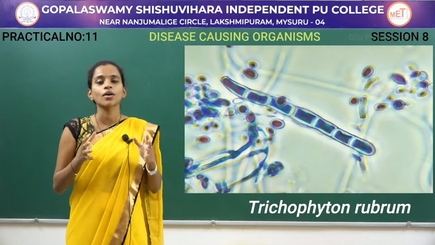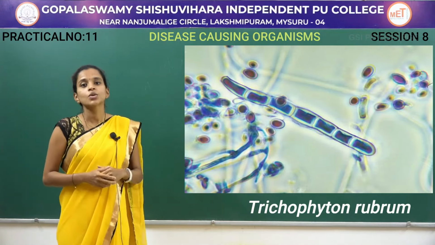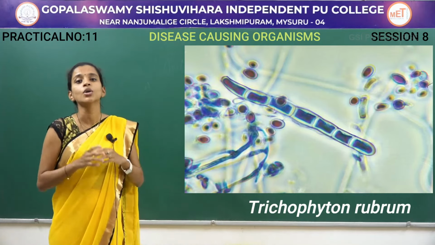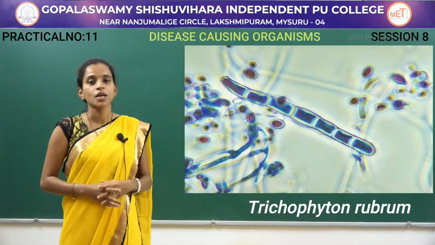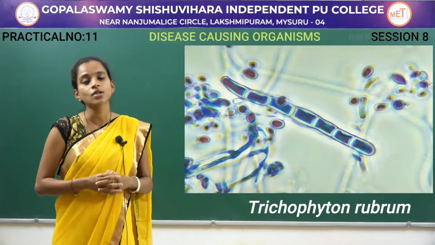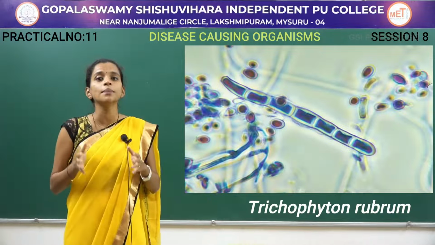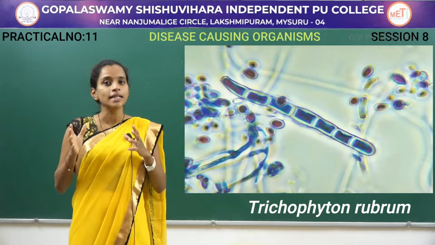And the last organism which causes the disease is the Trichophyton. So, Trichophyton rubrum is the scientific name of this particular fungi. The disease it causes will be ringworm disease.